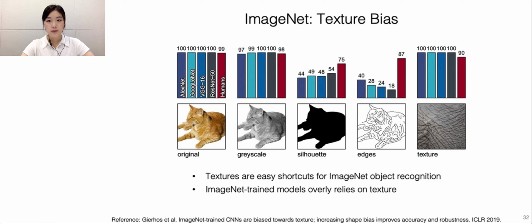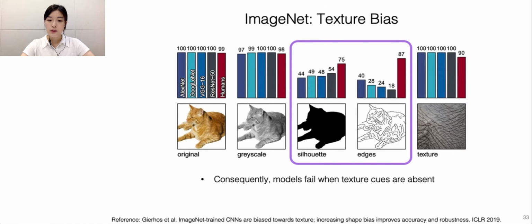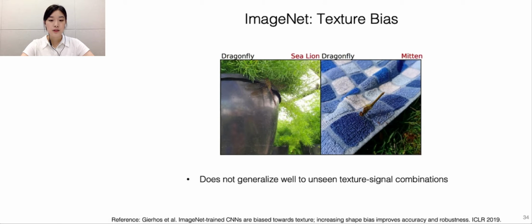We further validate our model on the realistic texture bias of ImageNet. As mentioned before, ImageNet-trained CNNs are biased towards texture, so consequently models fail when texture cues are absent, and do not generalize well to unseen texture-signal combinations.